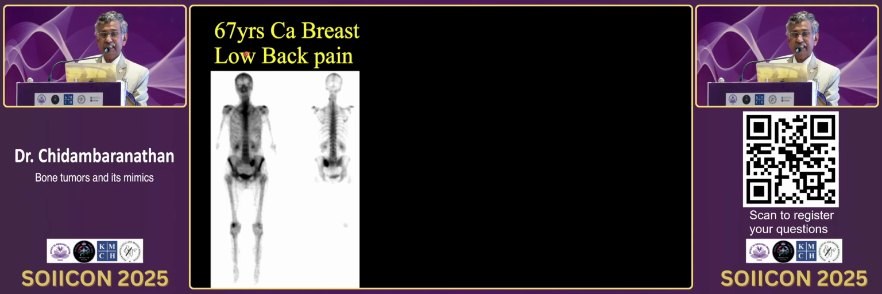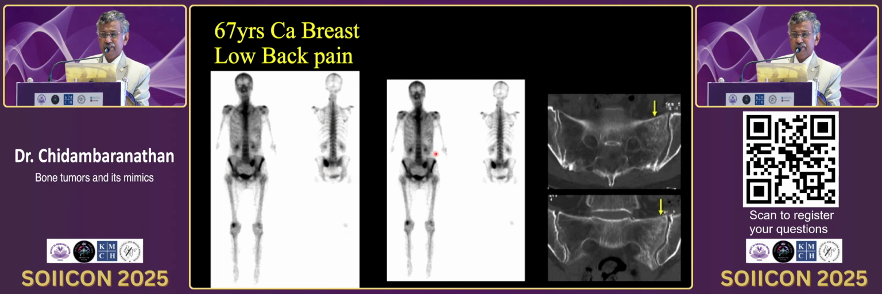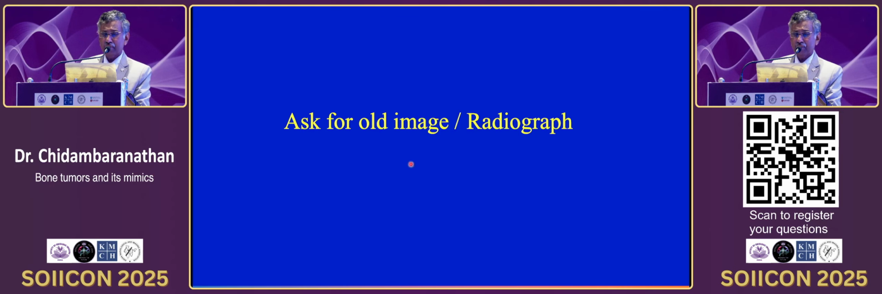Okay, this is a 67 year old with breast cancer and low back pain, and this patient had what looked like metastatic lesions. We thought it was metastasis, and the CT study showed there was no metastasis, but a stress fracture. He showed how the other case showed a similar stress fracture. Common. Old images, I always ask for old images.